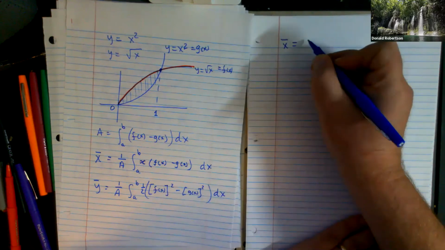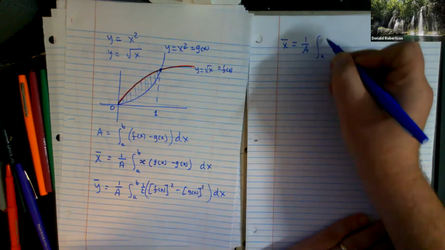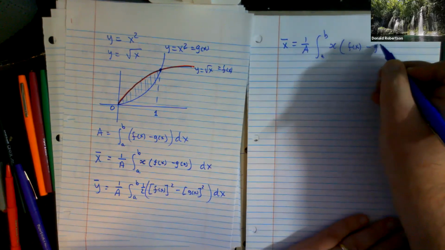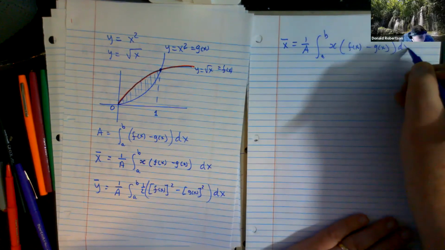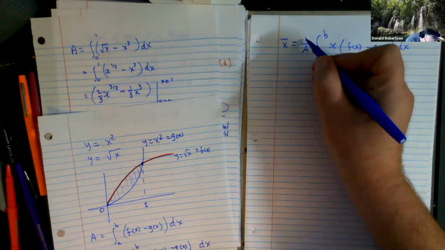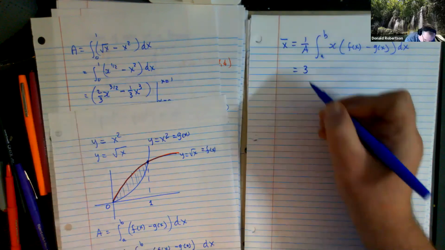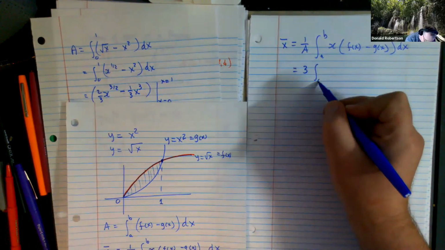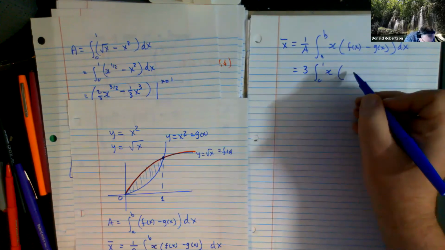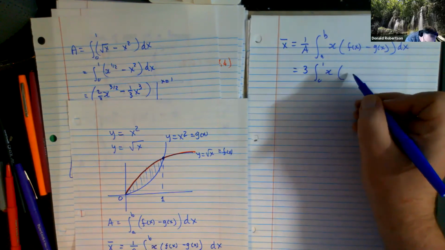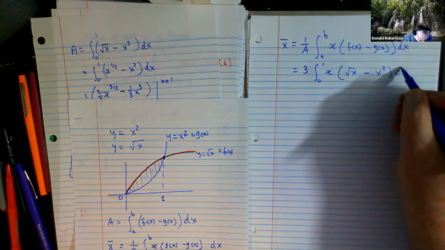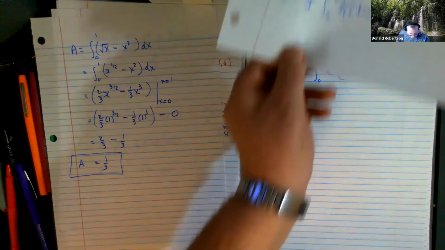It's 1 over a, the integral from a to b of x, f of x take away g of x, dx. Now we know a is a third, so 1 over a gets you 3, right? 1 over a third. From 0 to 1, x, and f of x in this case was the square root of x, take away x squared. So that's what we're working with.